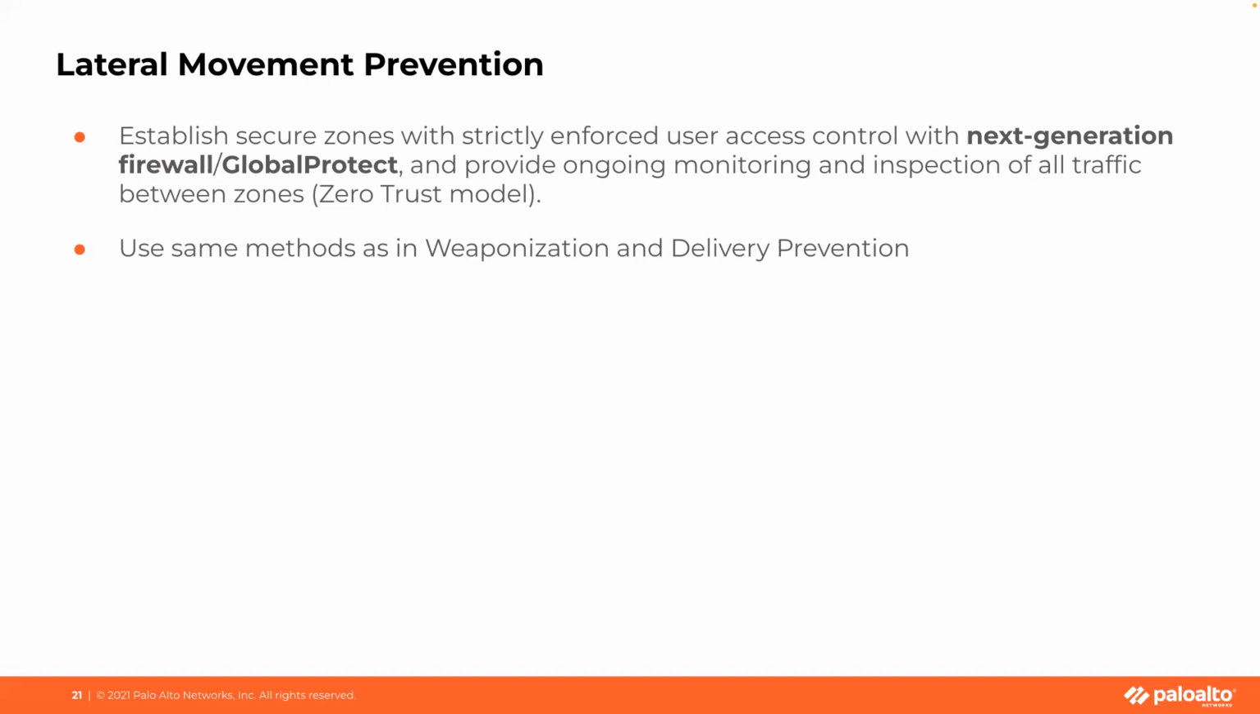And then once you have the firewalls and the zones in place, or GlobalProtect, once the traffic between these zones is being inspected, then we can use the same methods that we've discussed so far in weaponization and delivery prevention. So we can use the same methods to detect the attackers spreading the malware laterally, trying to exploit, scan the internal network, etc., etc.